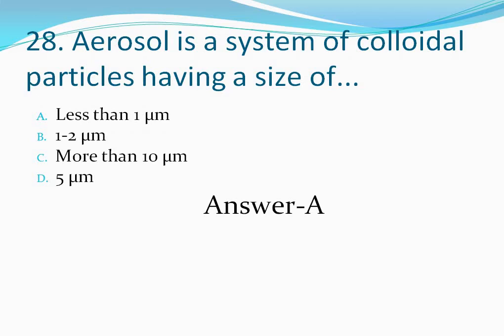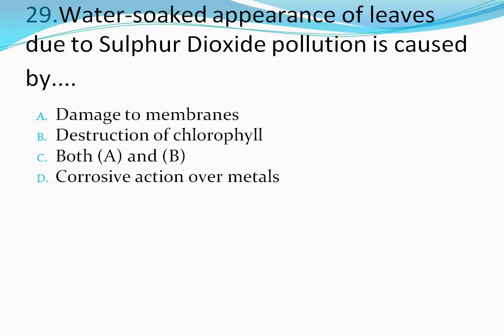Question number 29. Water-soaked appearance of leaves due to sulphur dioxide pollution is caused by. Your options are option A, damage to membranes, option B, destruction of chlorophyll, option C, both A and B, option D, corrosive action over metals. Water-soaked appearance of leaves due to sulphur dioxide is caused by both A and B, damage to membranes and destruction of chlorophyll. Let's move to the next question.